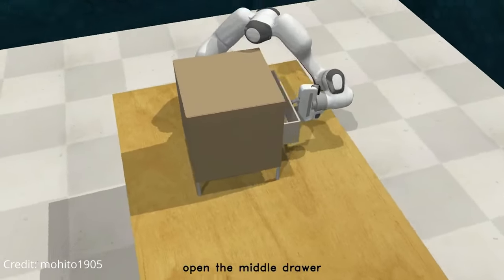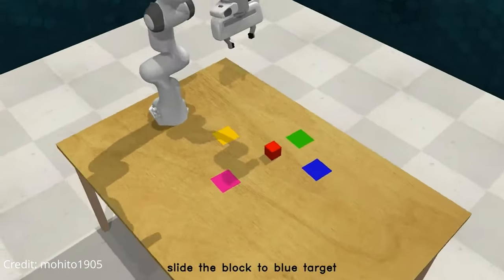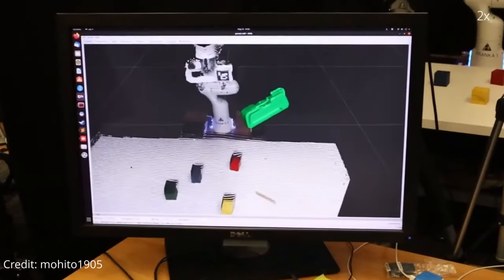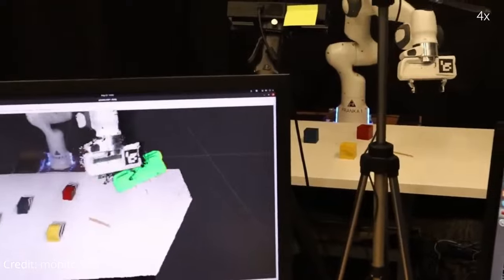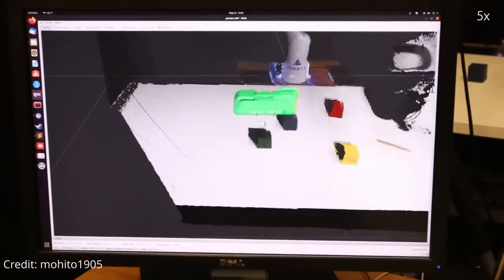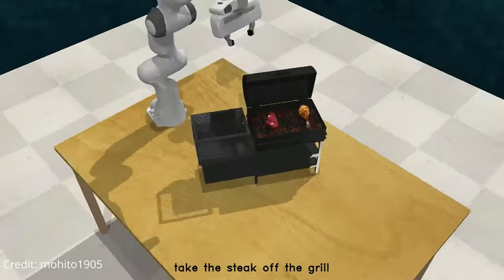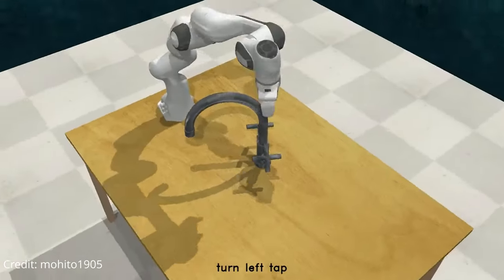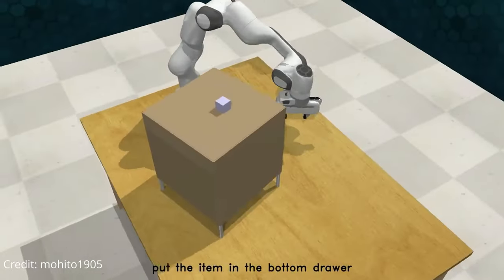The PerAct AI encodes language goals like "open the bottom drawer" and RGBD voxel observations, which are units of graphic information that define points in three-dimensional space, with a Perceiver transformer. PerAct then takes this information and outputs discretized actions by detecting the next best voxel action. Unlike frameworks that operate on 2D images, the voxelized observation and action space provides a strong structural prior for efficiently learning 6 degrees of freedom policies.